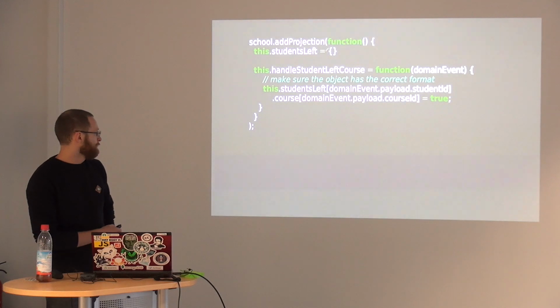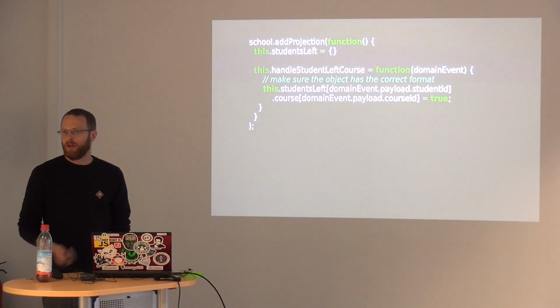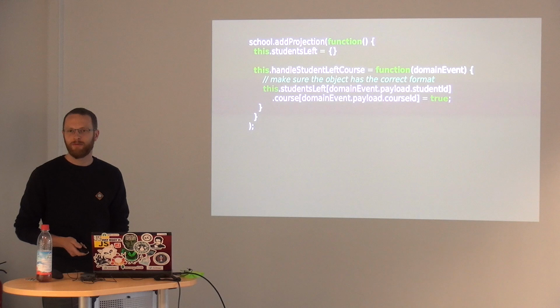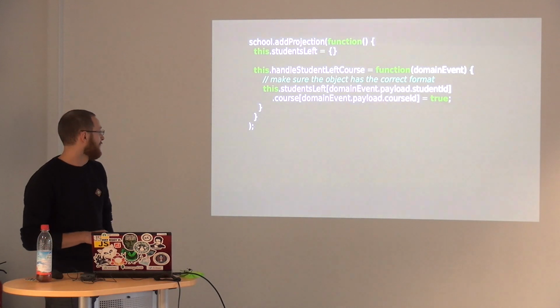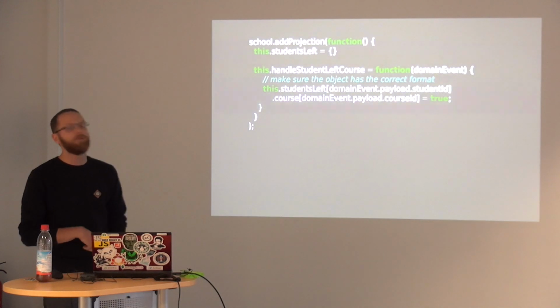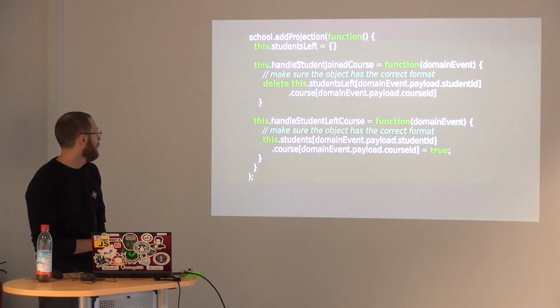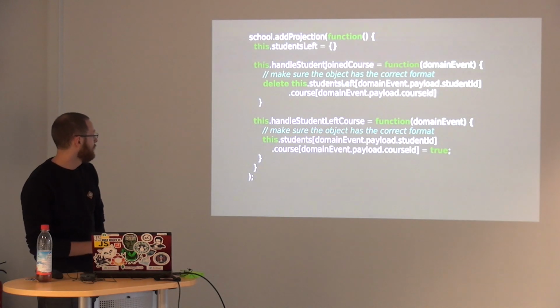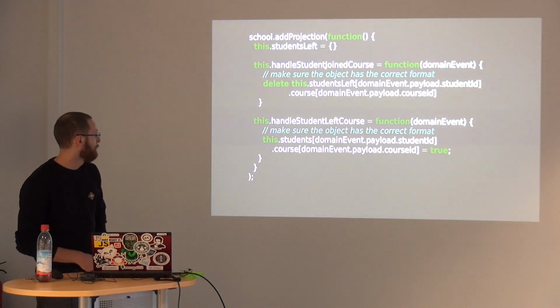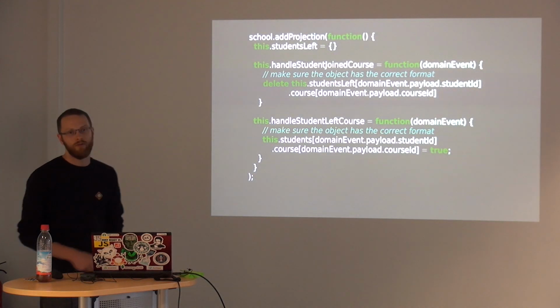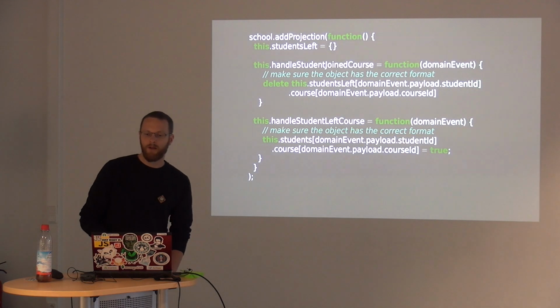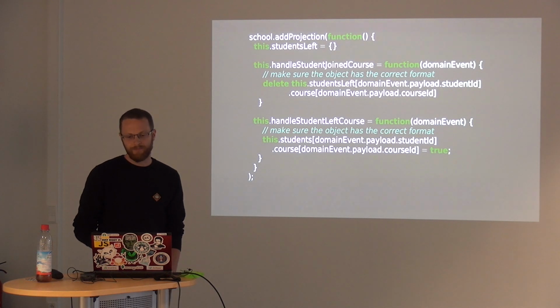But one thing is missing here. It's the same thing with the controller. Anyone attending knows? Right. The student left the course, but what if he joins again? You need to handle that, right? So we need to handle the student joined and then delete this course ID out of here again. You should actually make sure that this object is in the correct format, so you don't end up with errors here. But that's basically it.